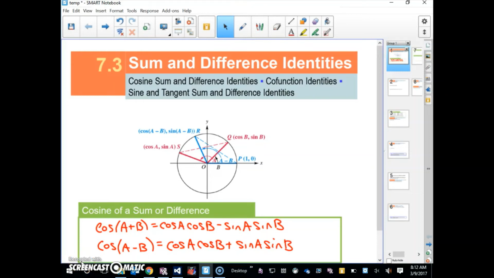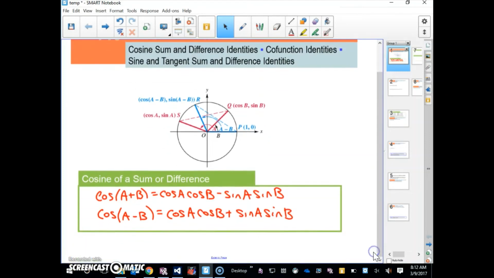Section 7.3, Sum and Difference Identities. We start off with a couple of cosine identities. We've got the cosine sum and the cosine difference.